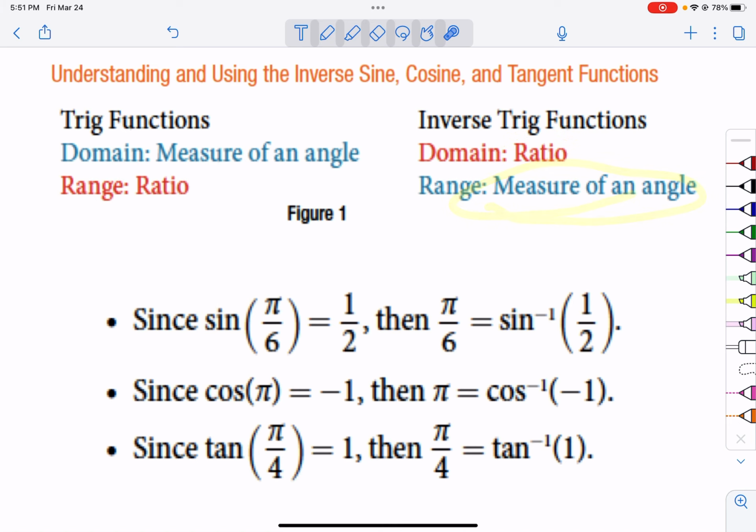So that's the difference. If you look here, the inverse sine of 1/2 is pi over 6. Why? Well, we know the sine of pi over 6 is 1/2, so it switches it. The inverse cosine of -1 is pi. The inverse tangent of 1 is pi over 4, 45 degrees. So it goes backwards. So it's important that we are able to go backwards.